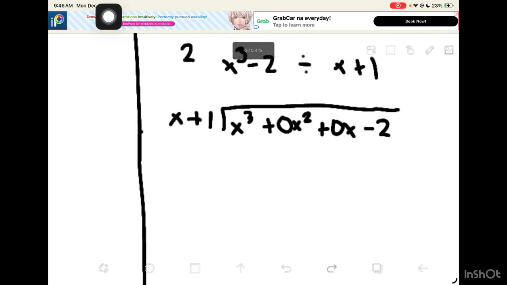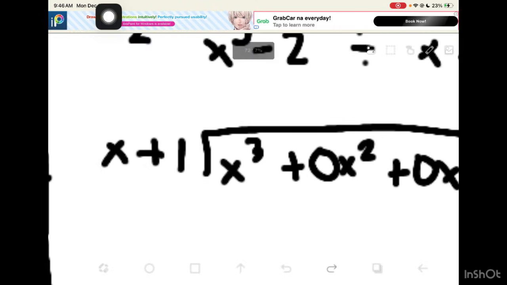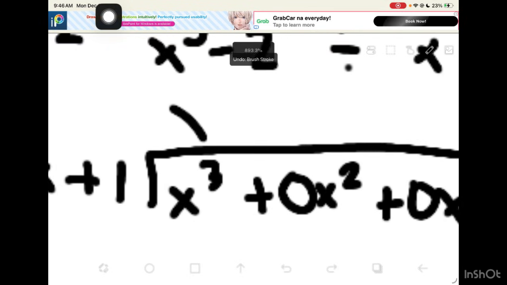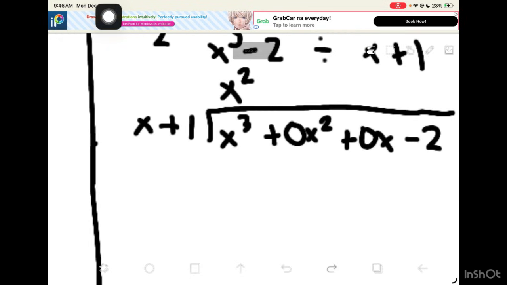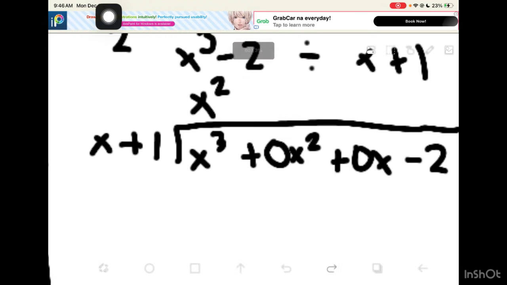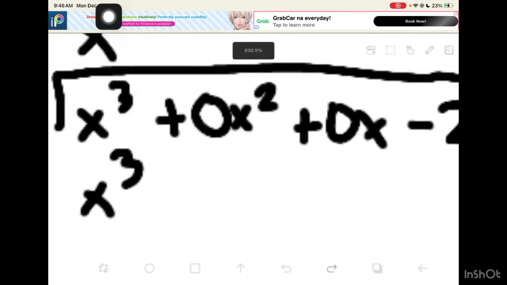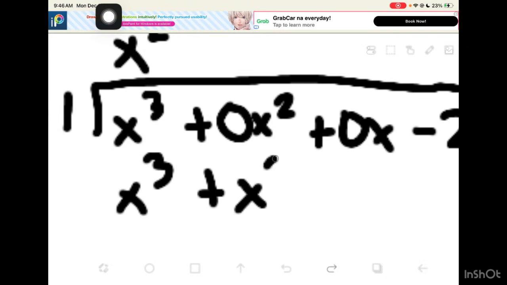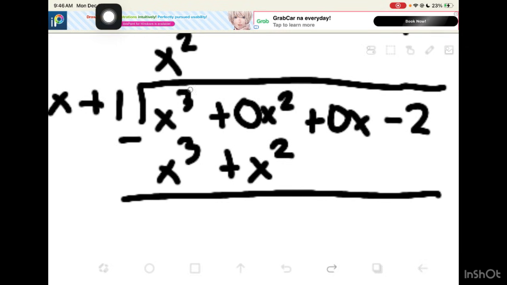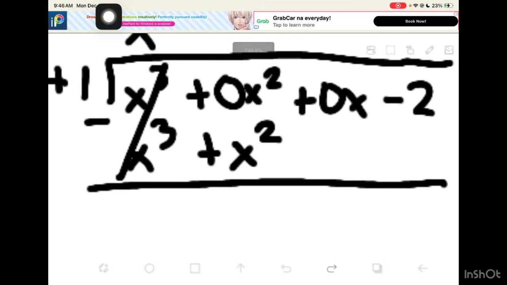So try to do this. We still follow the same process. x cubed divided by x is x squared. Then we have x squared times x, that's x cubed. x squared times 1, that's just x squared. Subtract. So we can cancel this one out. We have negative x squared. Then we repeat.